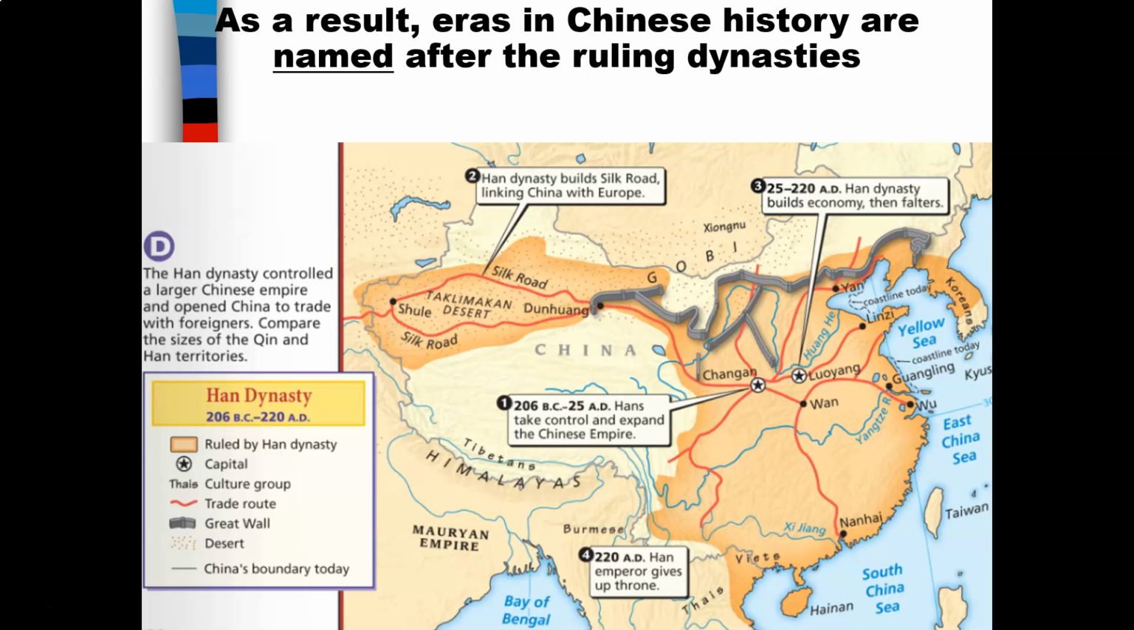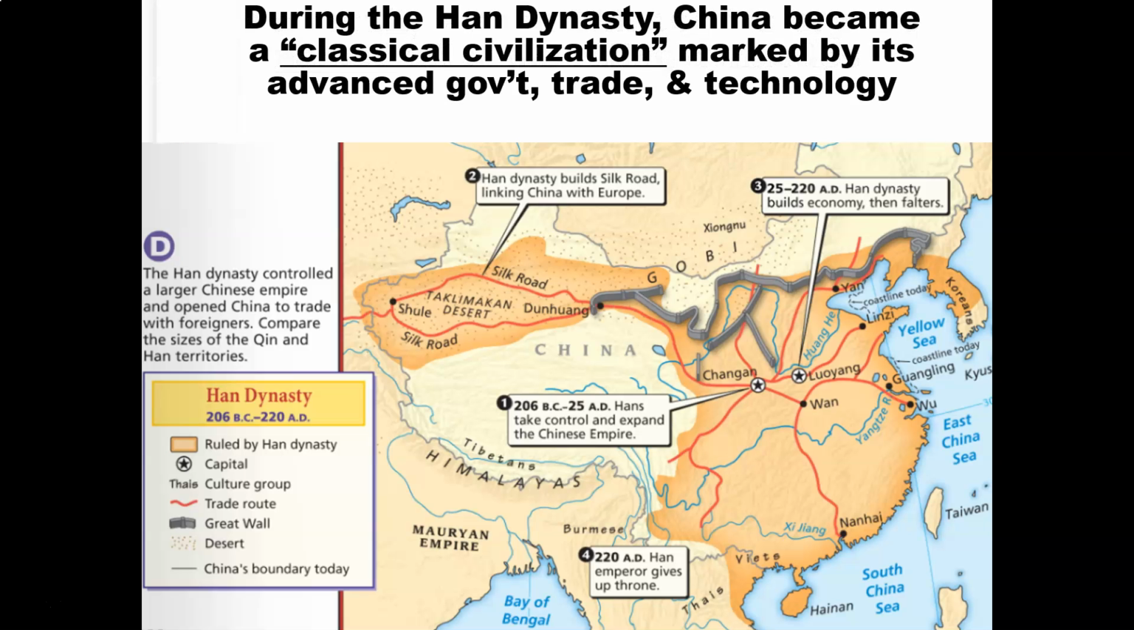Very important components of the Han Dynasty. We also see that in 206 BC to 25 AD, Hans take control and expand the Chinese Empire. We see that the Han Dynasty builds the Silk Road, linking China with Europe. We also see that between 25 to 220 AD, the Han Dynasty builds and fosters the economy. And we also see that around 220 AD, the Han Emperor gives up his throne.